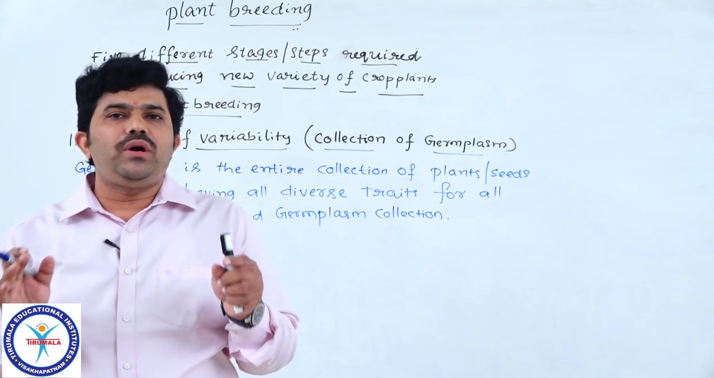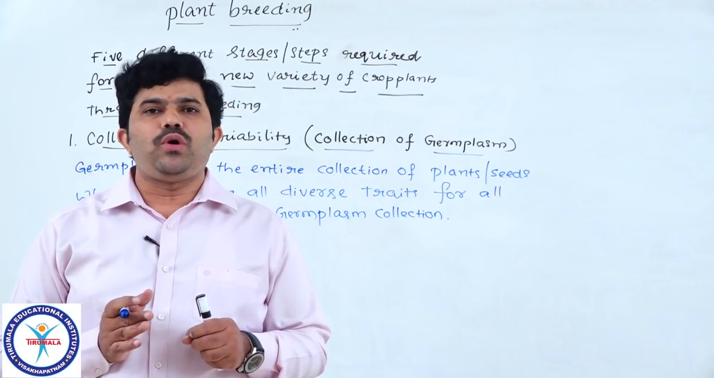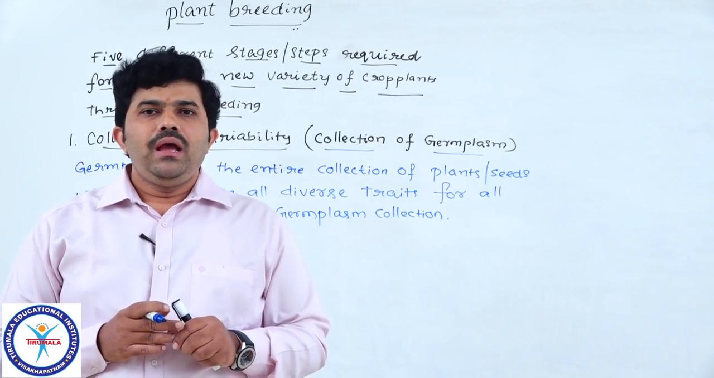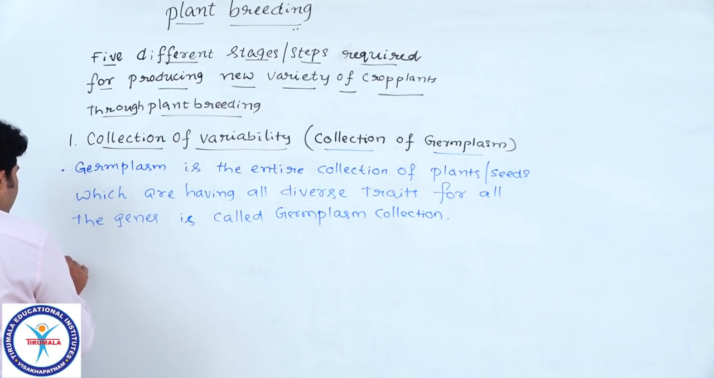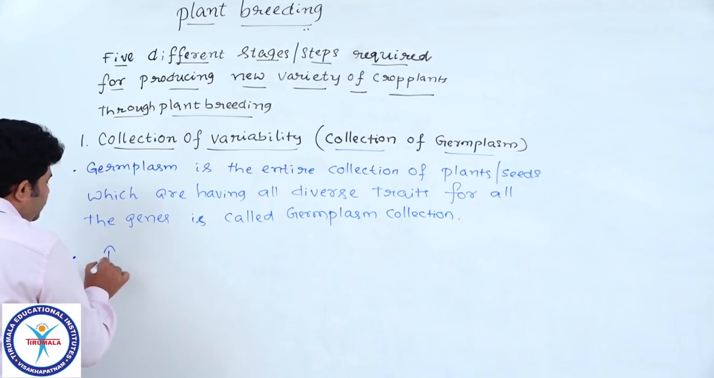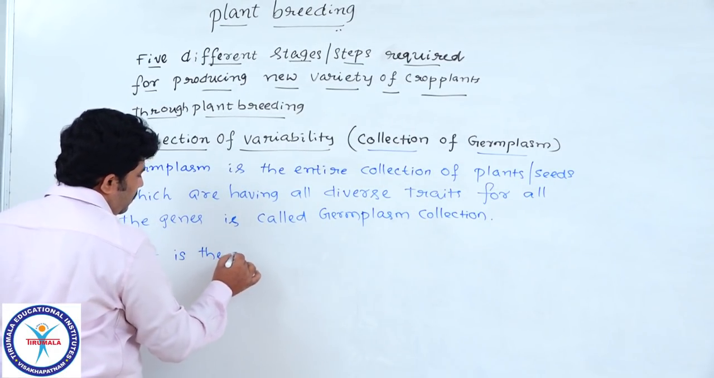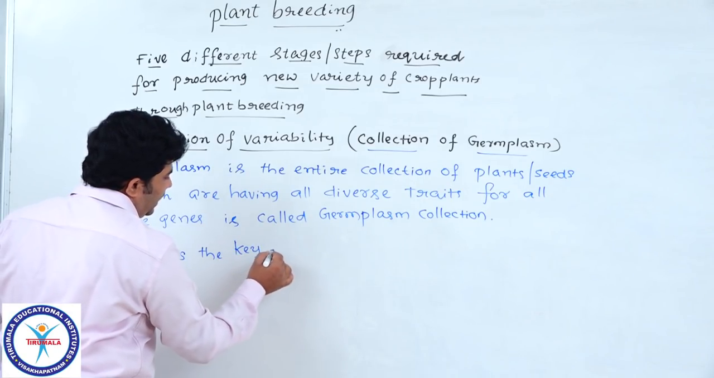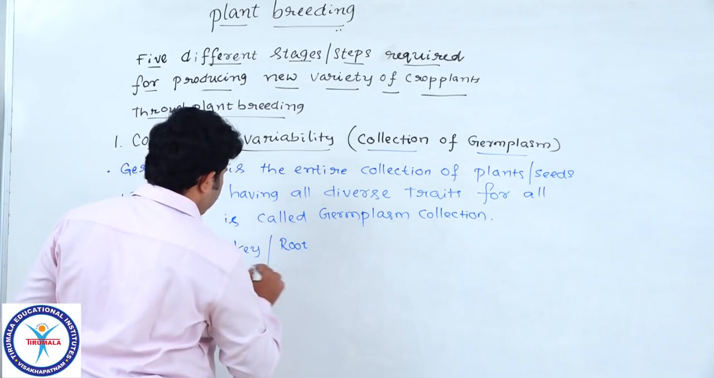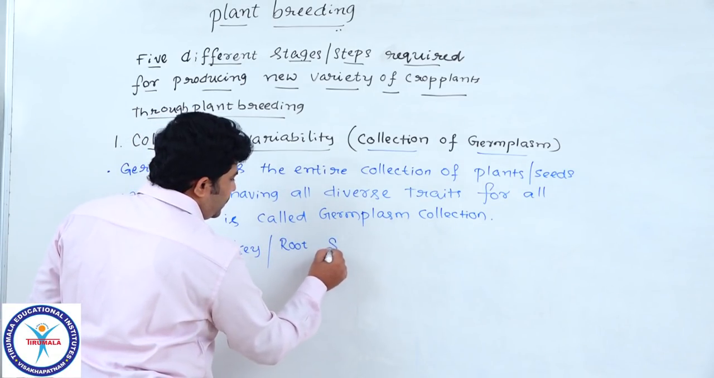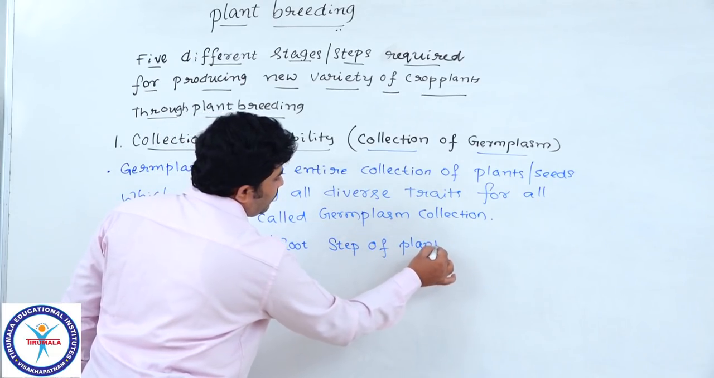It is a very, very important, initiative step which is going to initiate the program of plant breeding. Now, got the point? Understood, students? So please note down, this is a very important point. It is the key or root step of plant breeding.